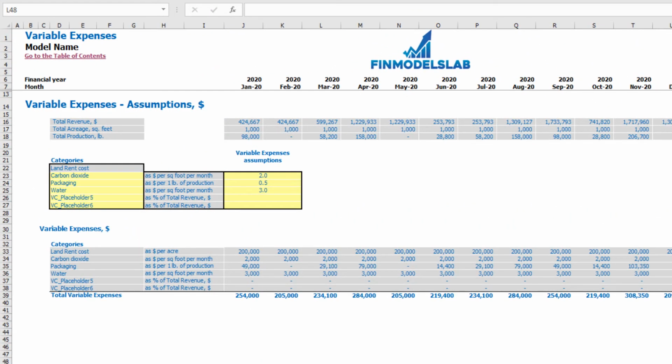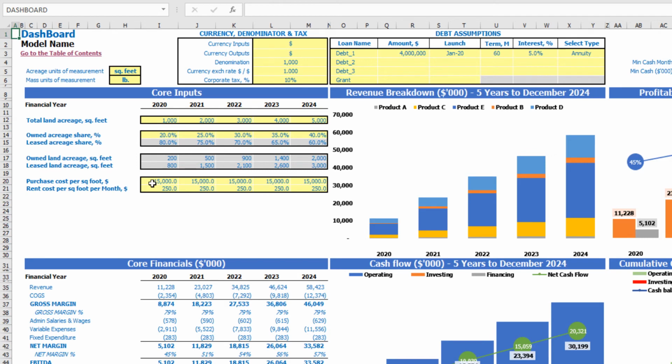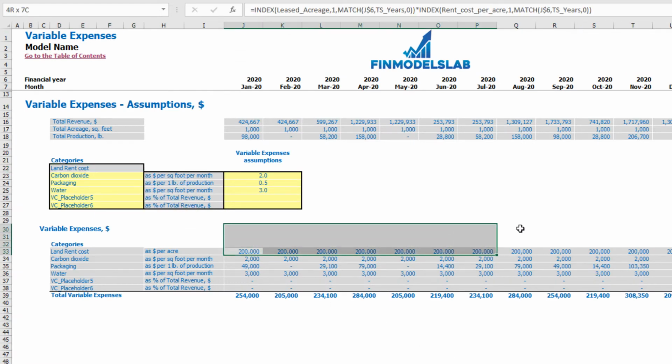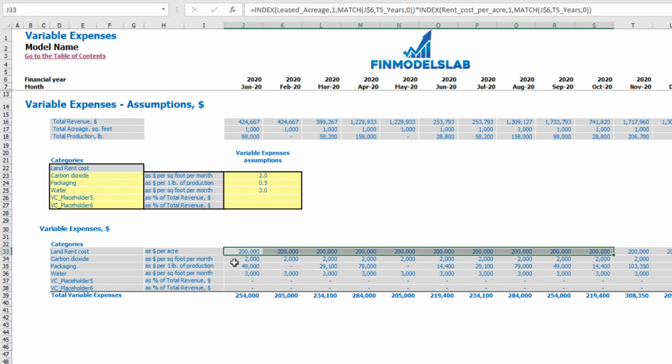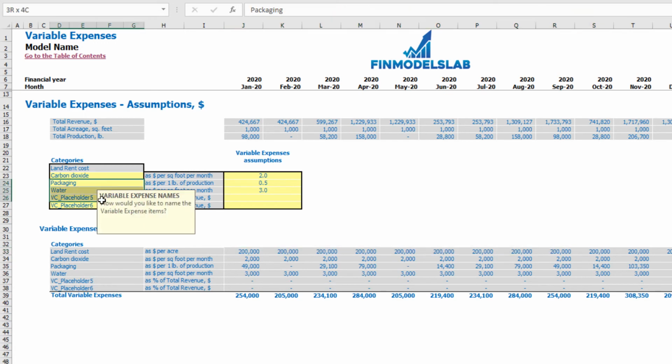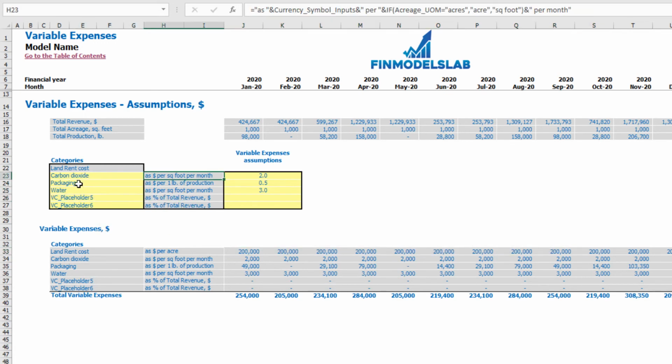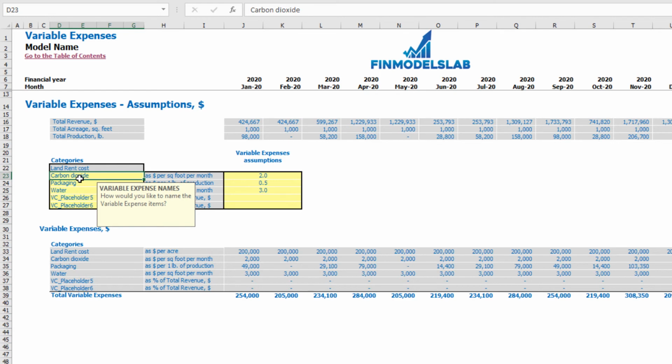On the variable expenses tab, you can input up to 5 different categories or components of your variable expenses. So the first line item is reserved for land rent cost, which you set up on the dashboard here. So you have the amount of rent cost per square foot per month. The calculation you may see here in the first line item. Also you have up to 5 other categories. Some of them are predefined. You can change the names, like variable expenses 2, for example, or any name you would like.